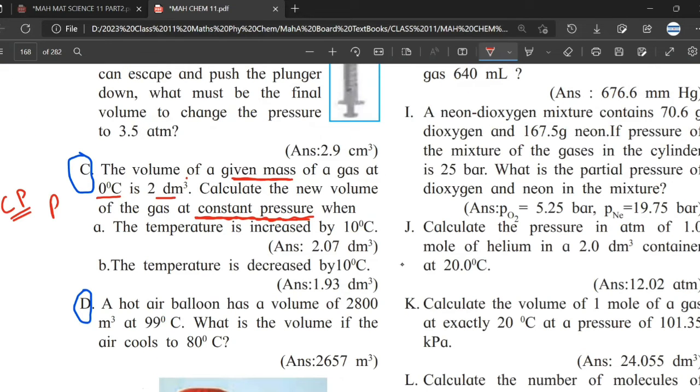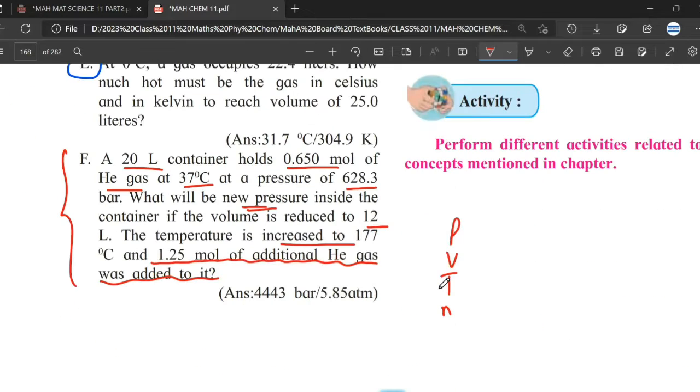Now if you see this numerical P, V, T, N, what you will observe is that the number of moles is constant, the pressure is also constant. So only these two are changing because only volume and temperature is increasing, changing. So we'll be applying Charles law. Avantika, have you understood? Yeah.